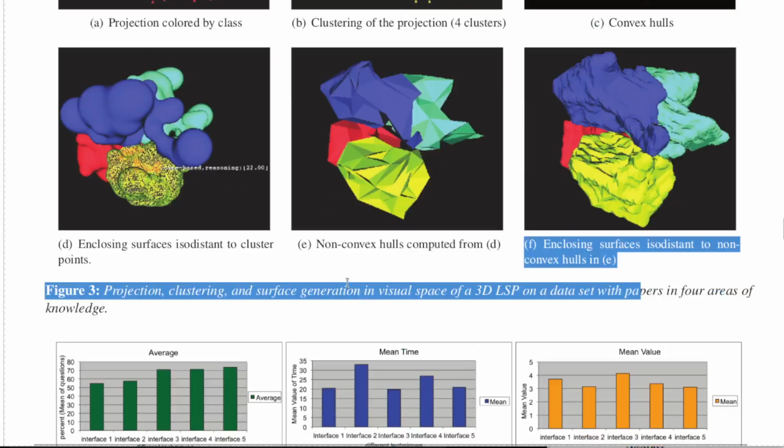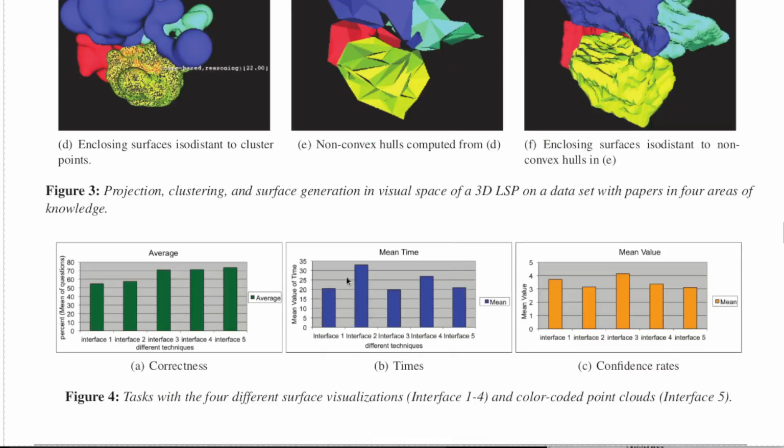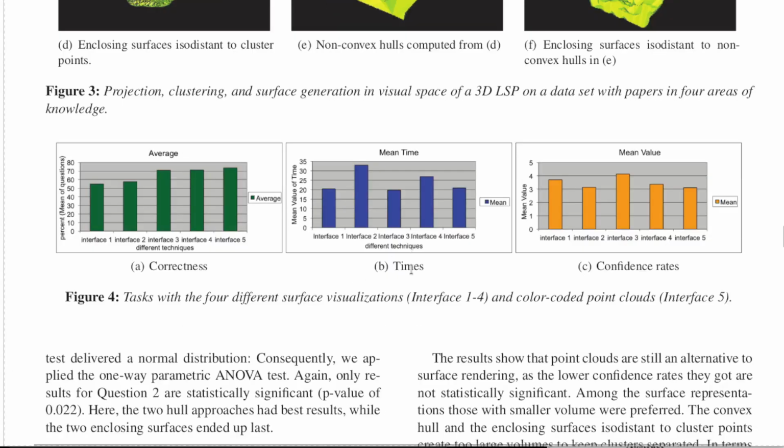Figure 3, projection, clustering, and surface generation in visual space of a 3D LSP on a dataset with papers in 4 areas of knowledge. A. Correctness. B. Times. C. Confidence rates. Figure 4, tasks with the 4 different surface visualizations, interface 1 to 4, and color-coded point clouds, interface 5.